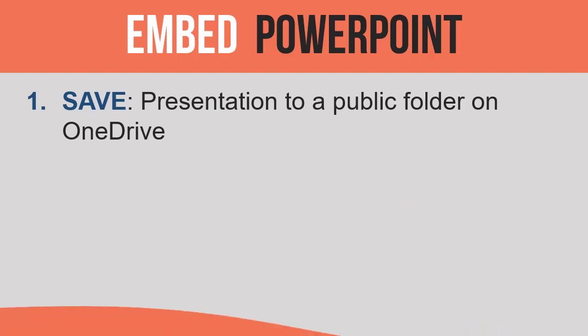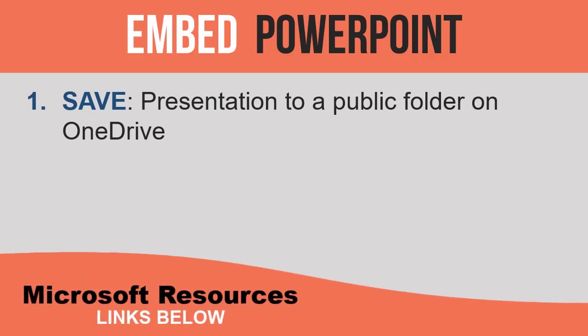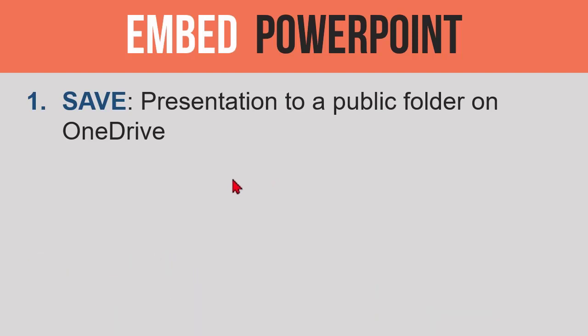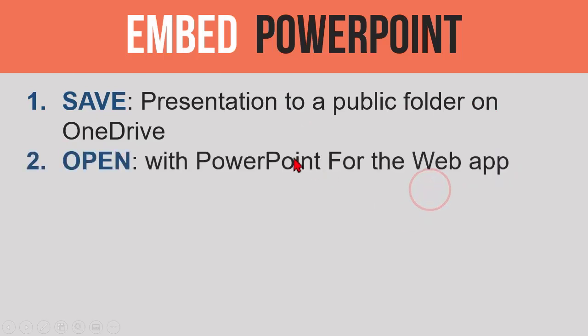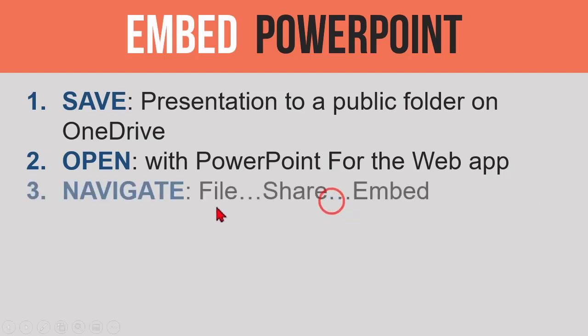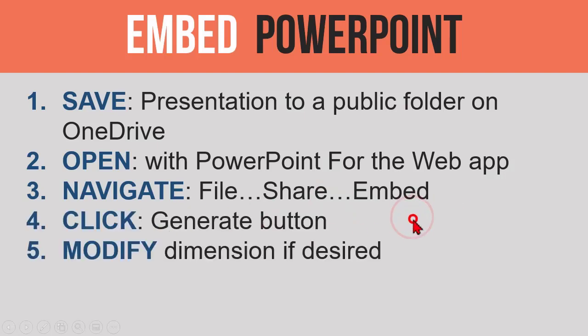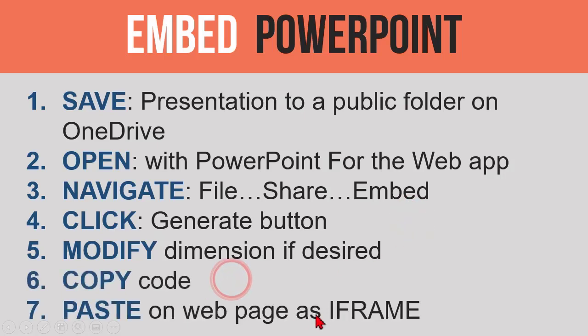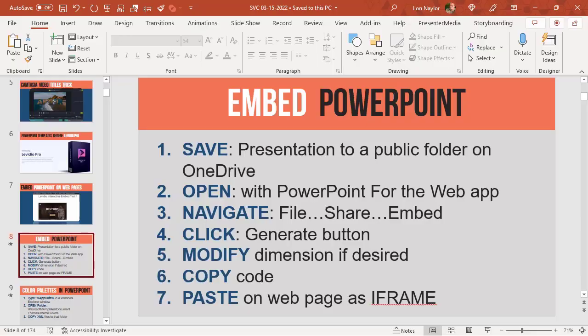First of all, there is an article from Microsoft that you can go see. That is in your links. First of all, you want to save whatever presentation you're working on to a public folder on your OneDrive. And everybody gets some OneDrive space. So you have to do that. Then you have to use the PowerPoint for web app, and you can get to that, which is also in your links. I'll demo this for you in just a minute. Then you navigate to File, Share, Embed. Click the Generate button. Change the dimensions. Copy the code. And paste it as an iframe. All right, so let's take a look at that.